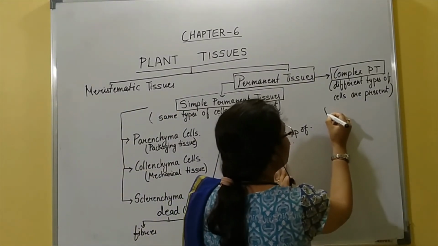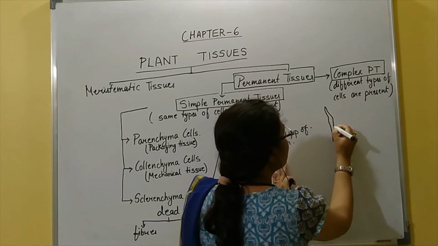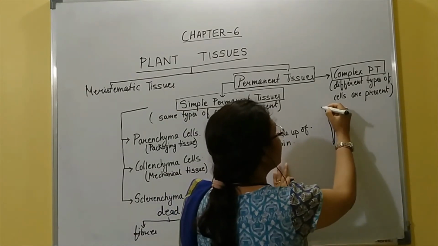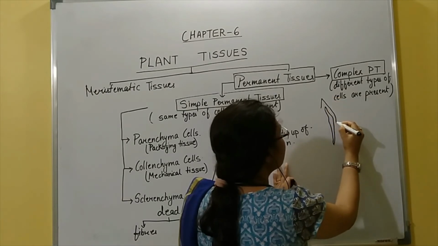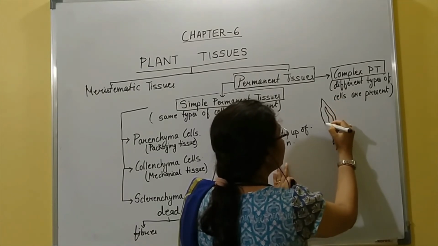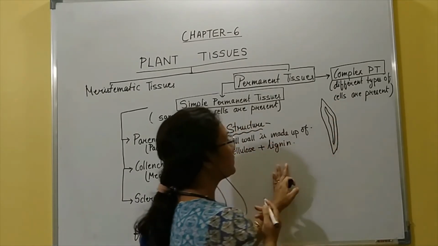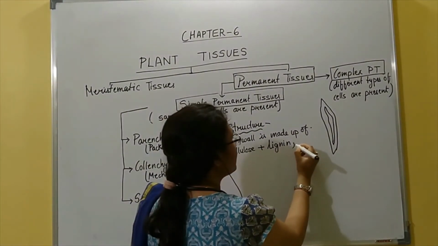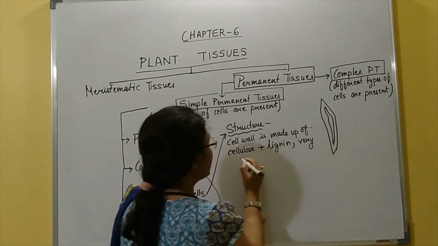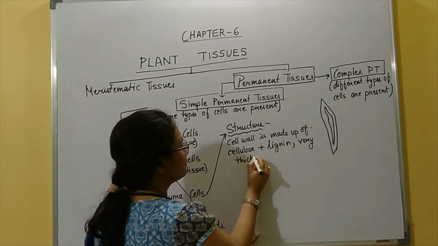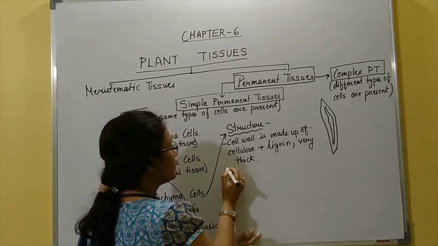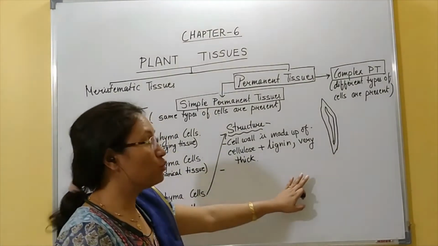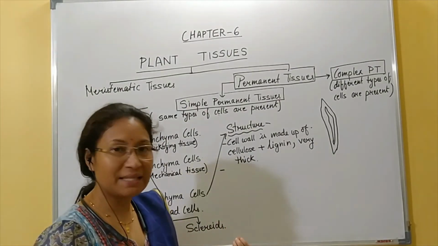If it is a fiber, then it will appear elongated in shape like this, a long elongated cell, and this elongated cell will have a very thick cell wall, which is made up of cellulose and lignin. So it will be a very thick cell wall. Now the second point is that they do not have any nucleus, no cytoplasm, everything has dried up.